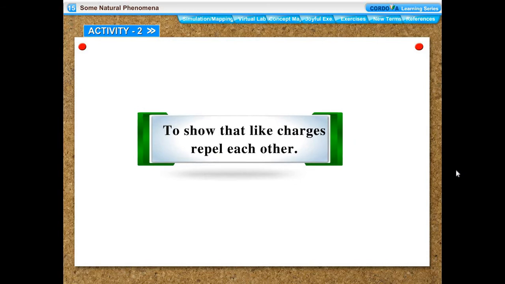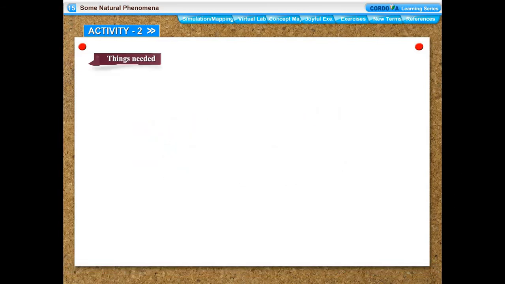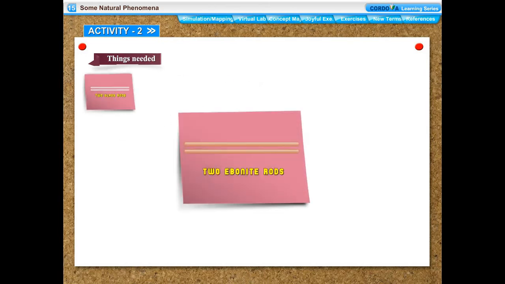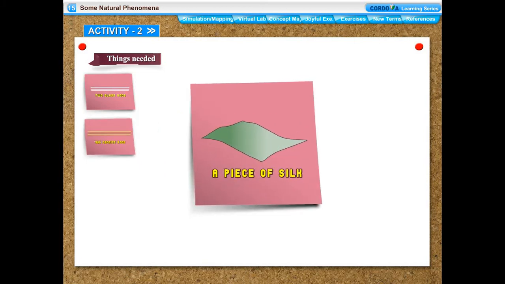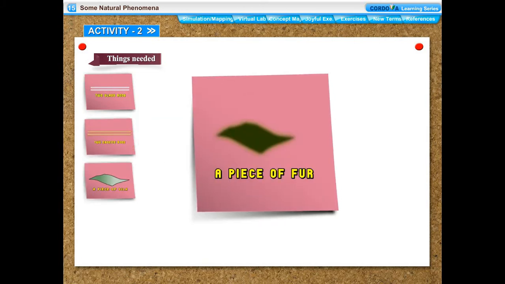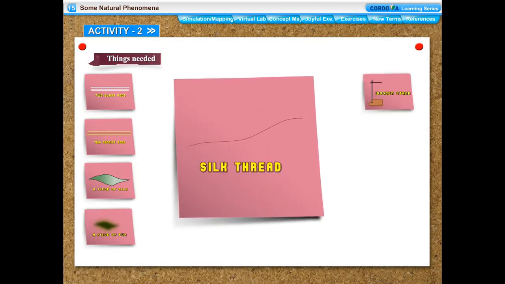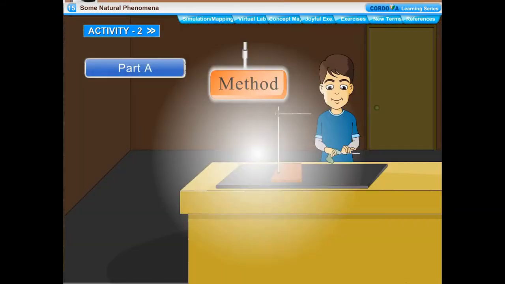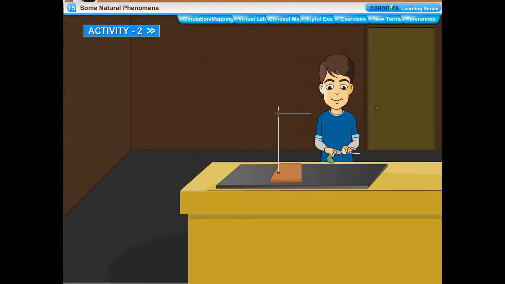Activity 2. To show that like charges repel each other. Things needed: 2 glass rods, 2 ebonite rods, a piece of silk, a piece of fur, wooden stand, silk thread. Method. Part A. We rub a glass rod with a piece of silk and suspend it with a silk thread to a stand.